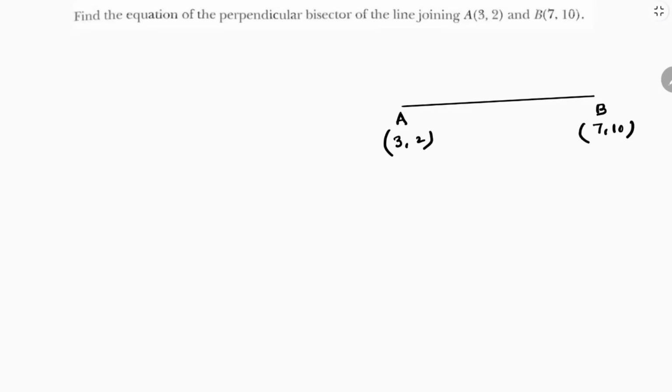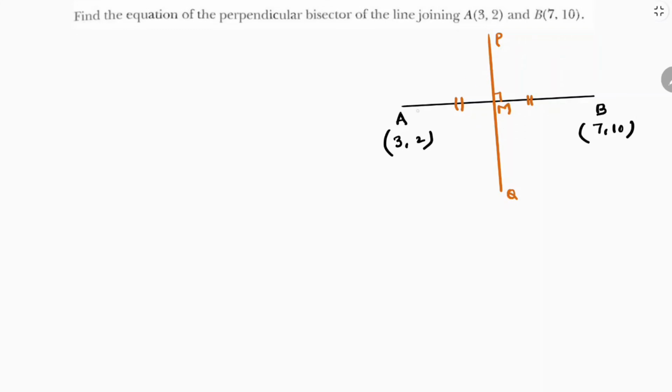I need to find the equation of PQ, where PQ is perpendicular as well as a bisector. So PQ intersects AB at M. So I need to find the equation of PQ.